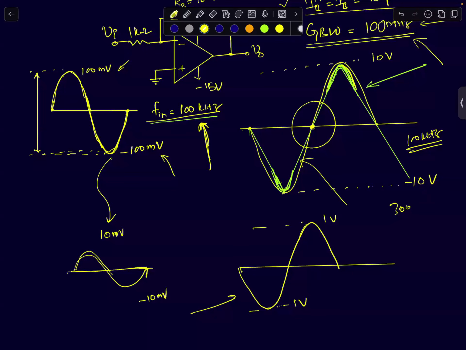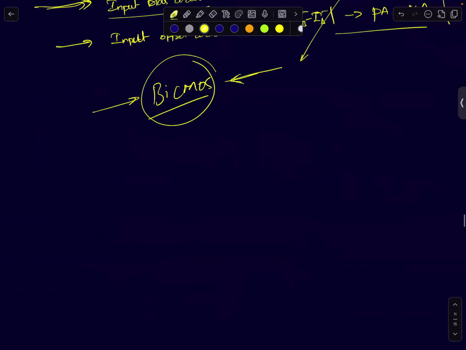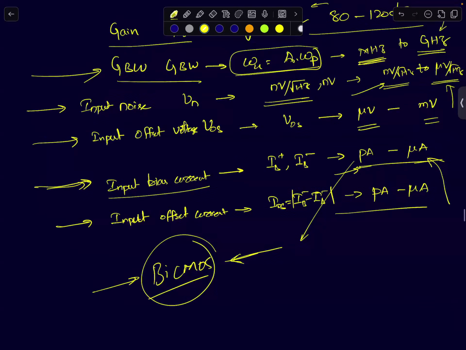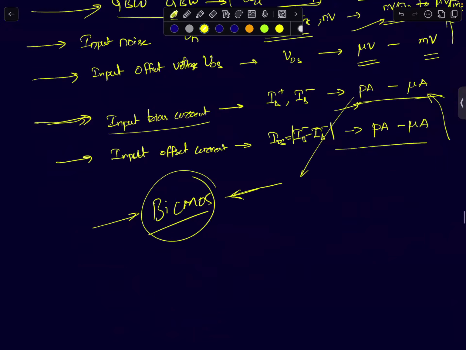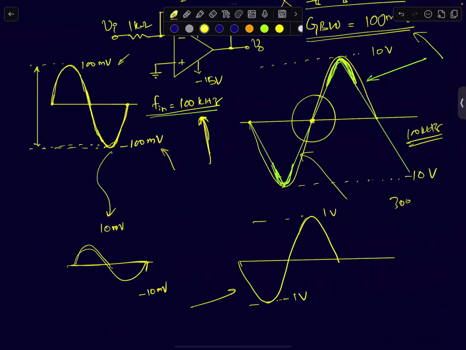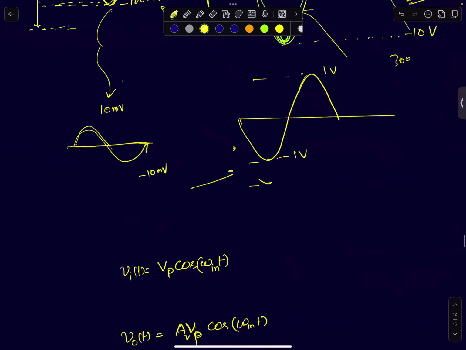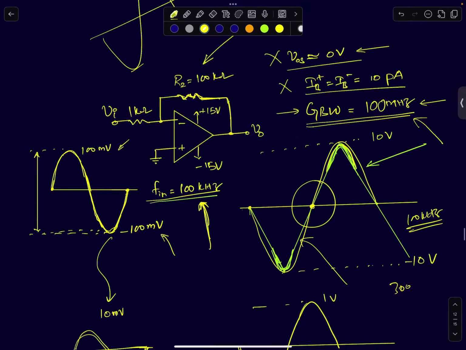Okay. So now he's worried, why is this distortion occurring? None of the previous non-idealities can account for this. Bandwidth, gain, these are all linear parameters. They don't account for it. To explain this, we have to introduce another parameter called the slew rate. Slew rate is defined when the op-amp's output is not able to increase at the rate predicted by linear analysis.